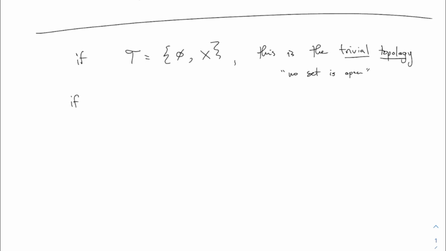And then the other way around that you could make a simple, stupid example is to make every set open. So if the topology is equal to the power set of X, that, remember, means all subsets. If you just say that every subset is open, then that is also kind of a stupid example, but it's called the discrete topology.